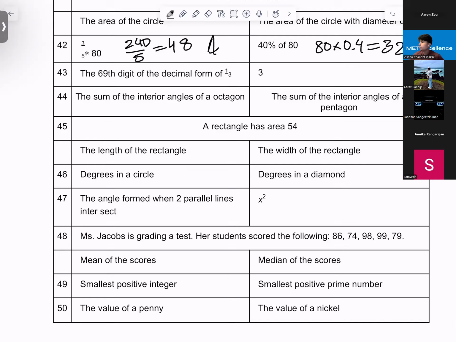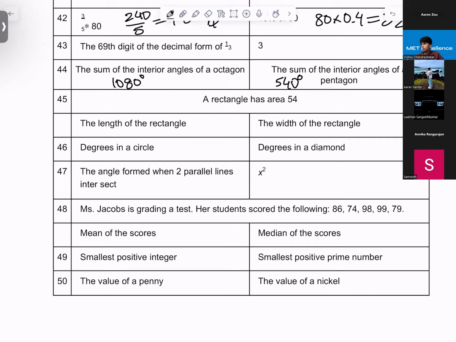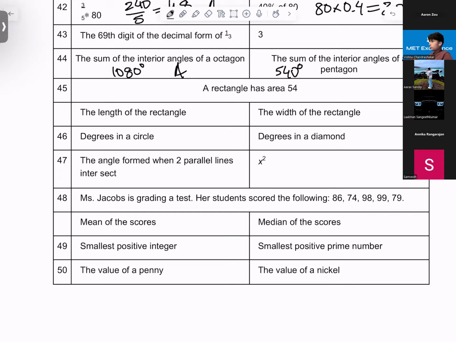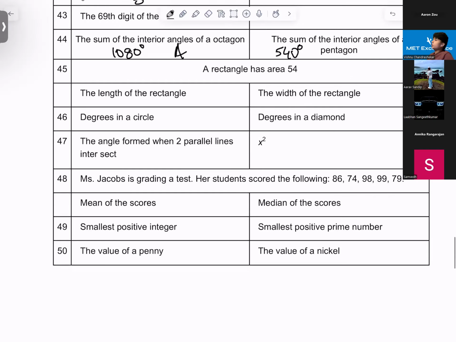Okay. So the sum of the interior angles of an octagon is going to be 1080, and a pentagon is 540. If a shape has more sides, then the sum of the interior angles is always going to be greater. So here it's going to be A. For 45, this is again D, because we don't have enough information about the length or width of the rectangles, so we can't really find out either one.